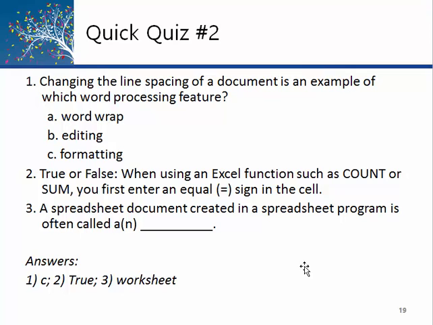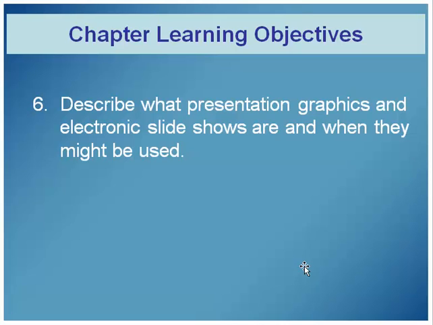And number 3, a spreadsheet document created in a spreadsheet program is often called a worksheet. I don't think I mentioned that, but the rows and columns are a worksheet, and you can actually have more than one worksheet in your spreadsheet file. The spreadsheet file itself is called a workbook. So that's in your reading, workbook versus worksheet: the file versus a single spreadsheet within the file. There are those terms. Almost done.